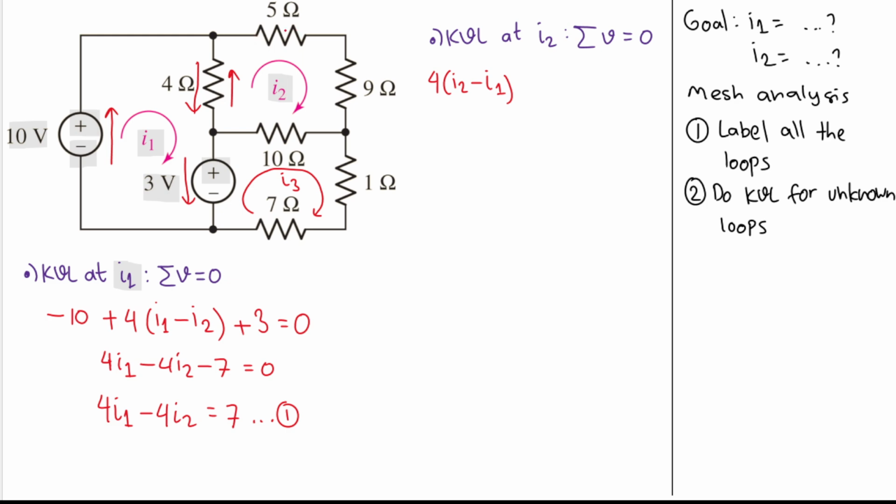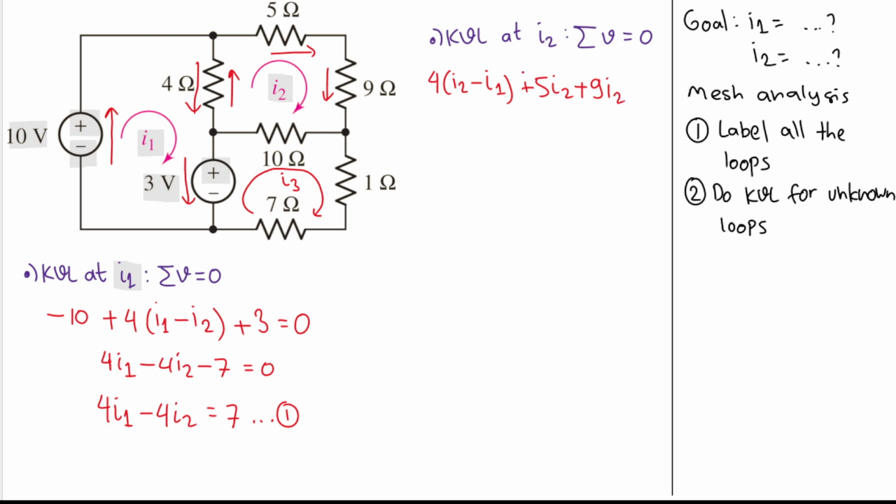And then let's move on to this 5 ohm resistor. So the current will flow like this, right? Remember, this is clockwise. So we will have plus 5. And the only current that passes through it is I2. And again, the same case for the 9 ohm resistor here. We also have plus 9. And the only current that passes through it is I2.